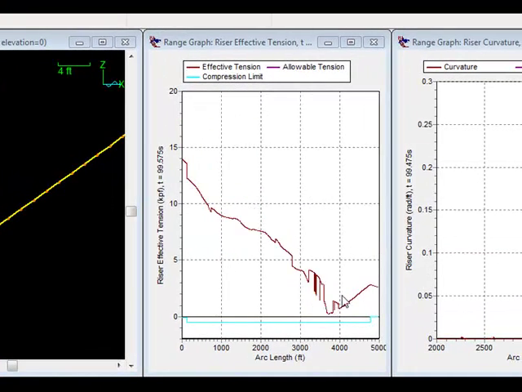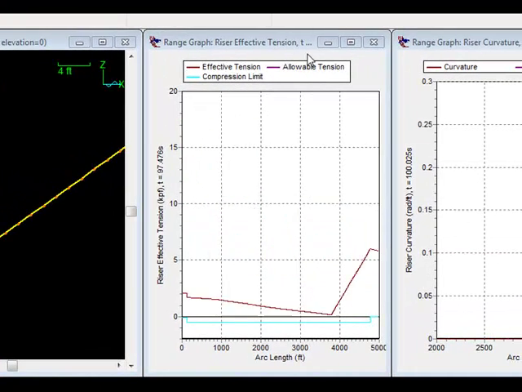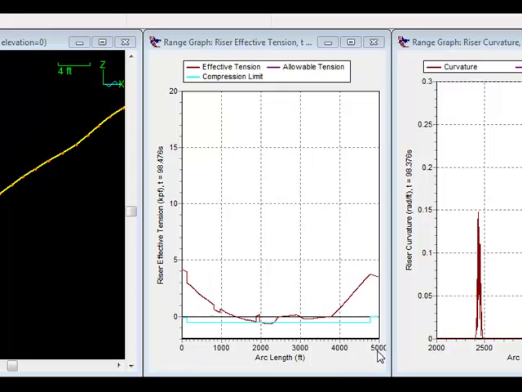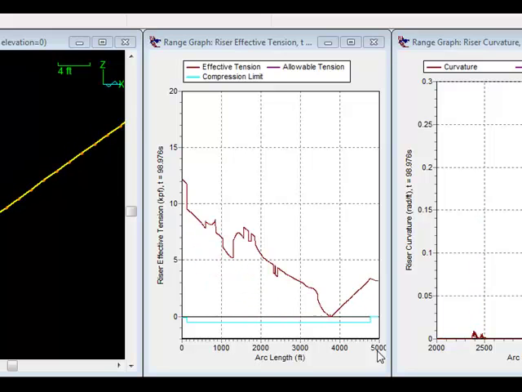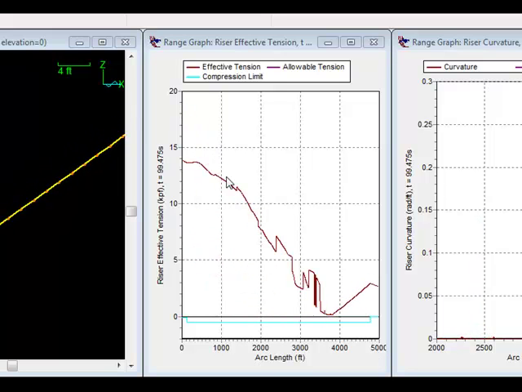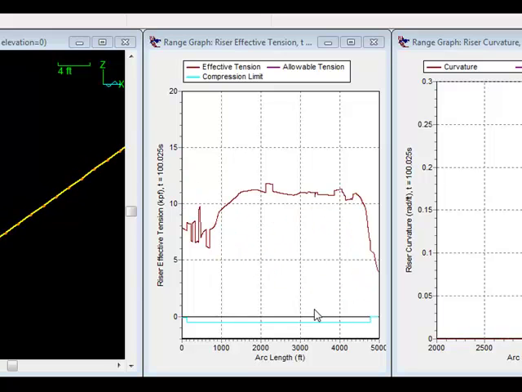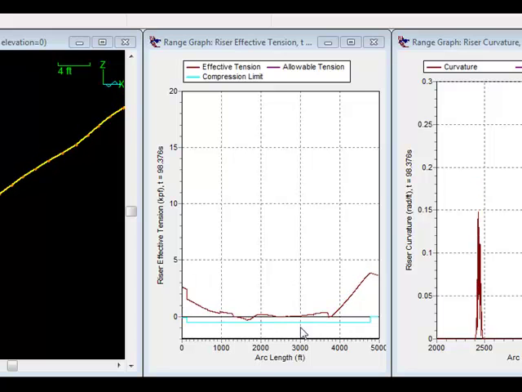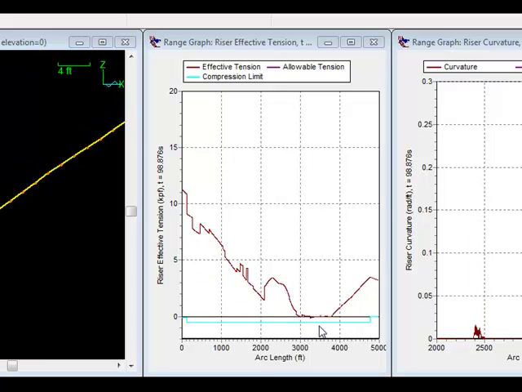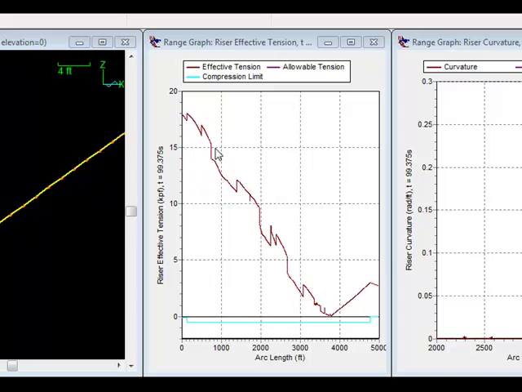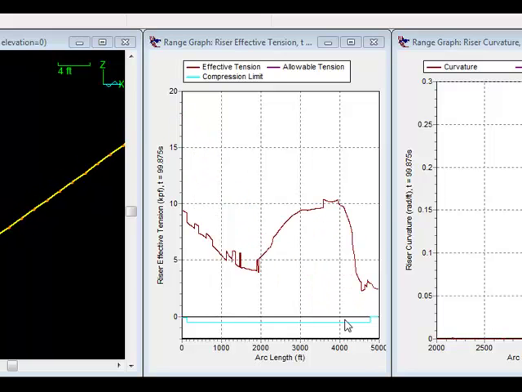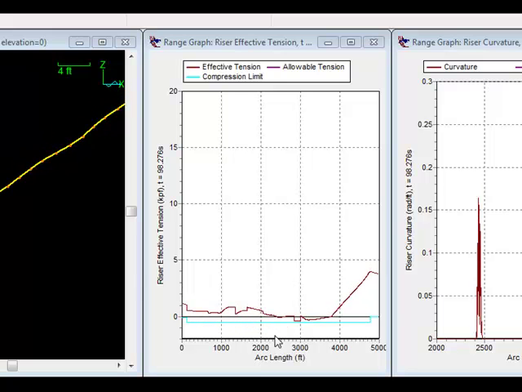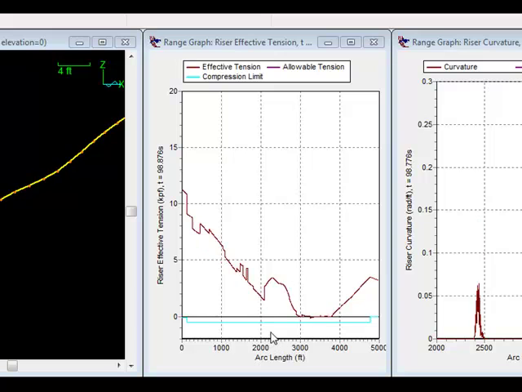This graph is showing us the effective tension instantaneously from the buoy down to an arc length of 5,000 feet. We see it's a very complicated pattern because when we get to compression, going back to tension, we tend to get a shock wave, an axial stress wave going up the riser. It's difficult to make out, but it is occurring, which complicates the distribution of stresses in the riser significantly.